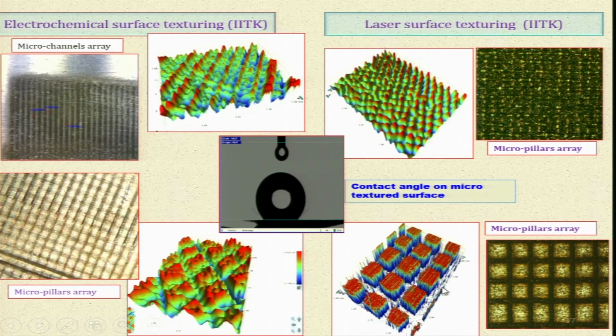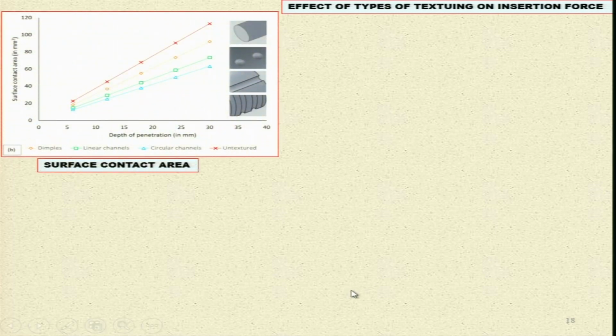Now, what I mentioned earlier is that over these micropillars, if you can create nano hairs, then really speaking it will give a substantially large contact angle, and for the creation of nano hairs over here, you need to use an appropriate nano surface finishing process. Effect of types of texturing on insertion force of hypodermic needle, which I have shown to you already, surface contact area and depth of penetration.